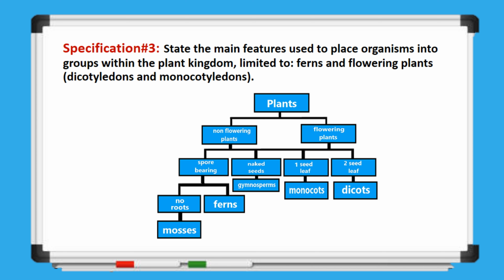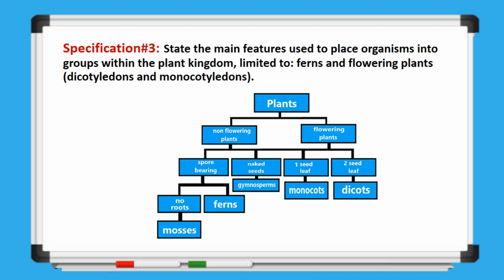Now, let's proceed to specification number 3, which requires identifying the main features used to classify organisms within the plant kingdom, focusing specifically on ferns and flowering plants, both dicotyledons and monocotyledons. In the plant kingdom, plants are classified into two primary groups, non-flowering and flowering plants. Non-flowering plants include mosses, which reproduce via spores and lack true roots, and ferns, which are also spore-bearing plants, however, they possess roots, stems, and leaves.